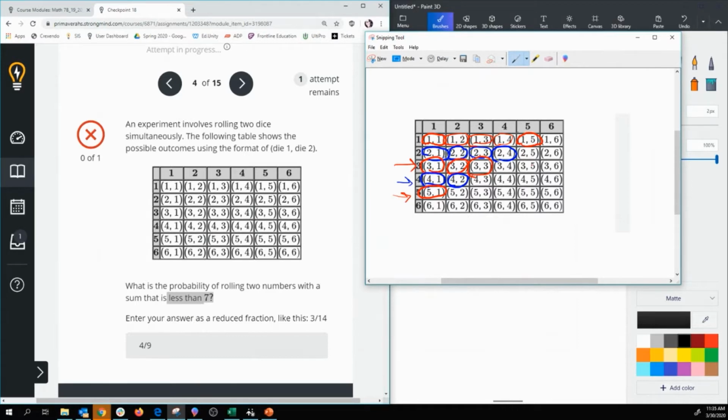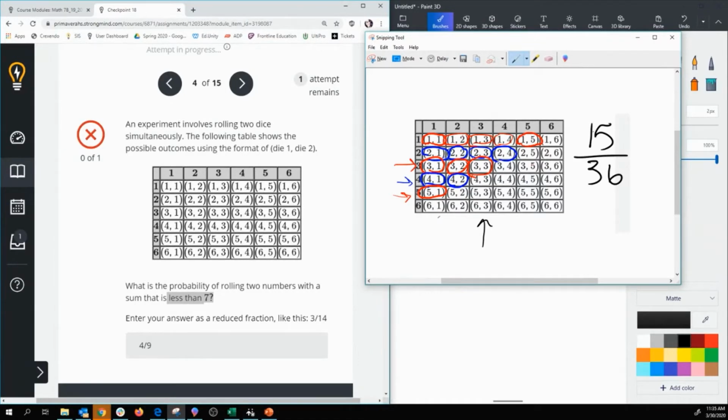15, right? Perfect. So I have 15 options that when I add them together will give me something that's less than 7. How many total options do I have to pick from in this entire table? Remember, I have 6 in each row and I have 6 rows. So you can just do 6 times 6, which would give you 36. Perfect. Yep. So 15 out of 36 options give me numbers that are less than 7.